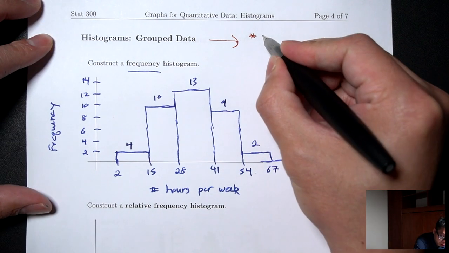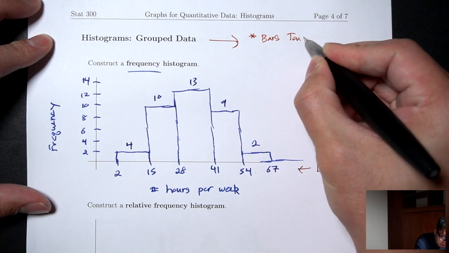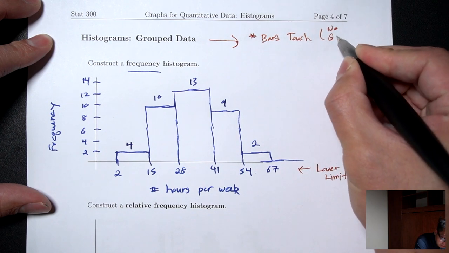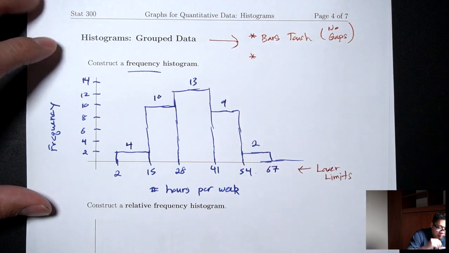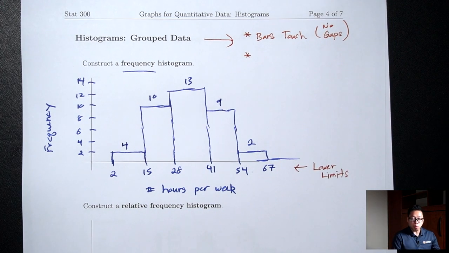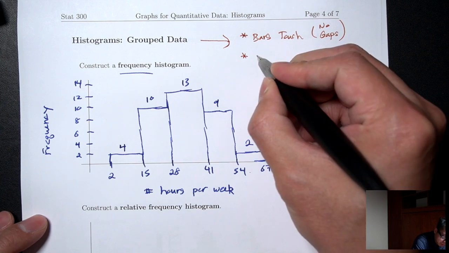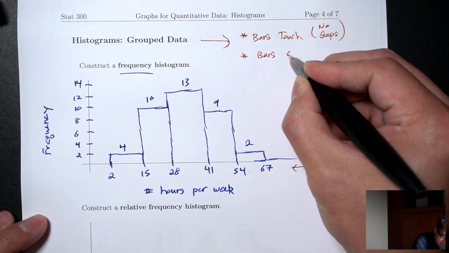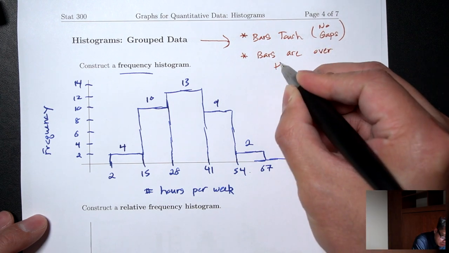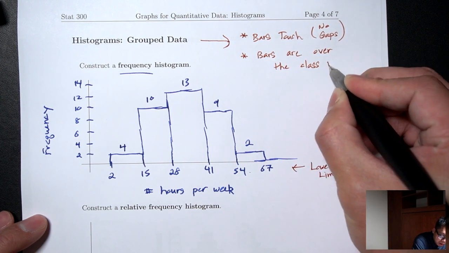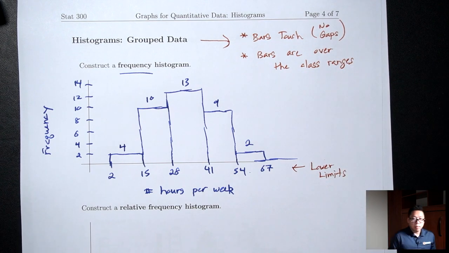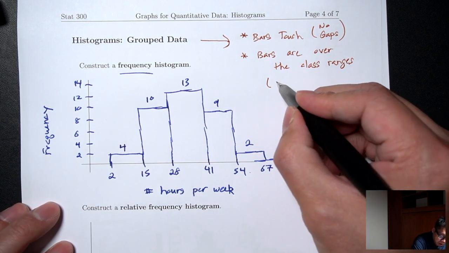Same for both situations, the bars touch. No gaps. So for quantitative data, the bars touch. For qualitative data, that we talked about in the last lecture, the bars have gaps. Now, for grouped data, the bars are over ranges. I'm going to say the class ranges. Numbers are not centered on bars. No numbers centered on bars.